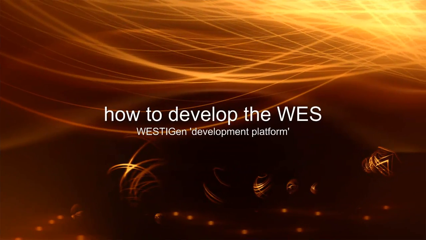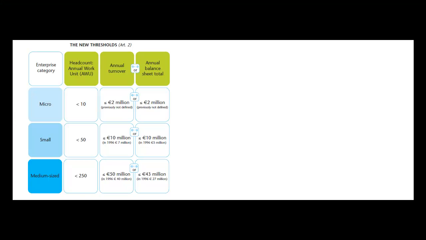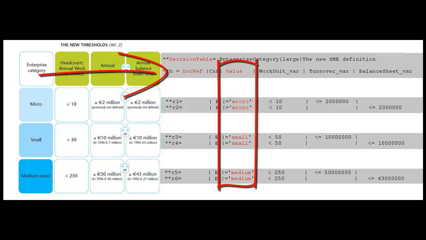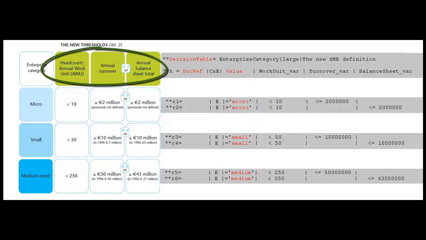Let's see now a brief outline of the process of development of the WES. To formalize the knowledge, WESTIGen is using a very intuitive decision tables representation as the main programming structure. Let's see how. The decision table, named Enterprise Category, is made up of a header, where the values that the table can assume are indicated, and a number of columns, with the names of the variables involved.